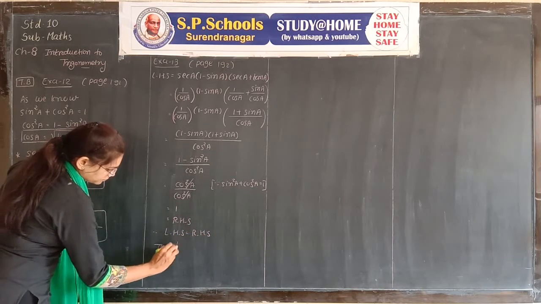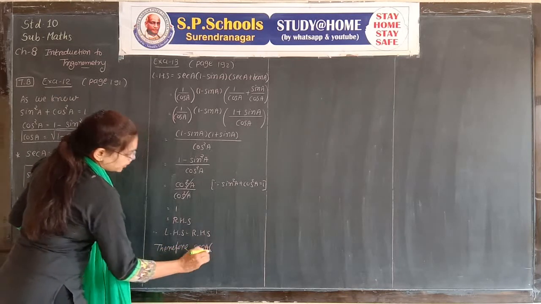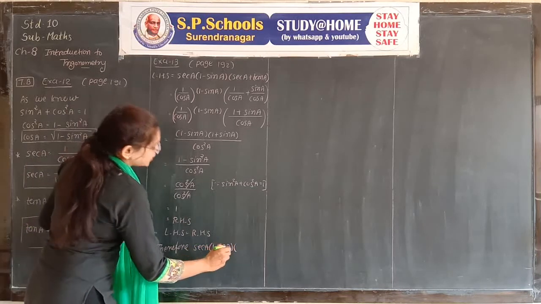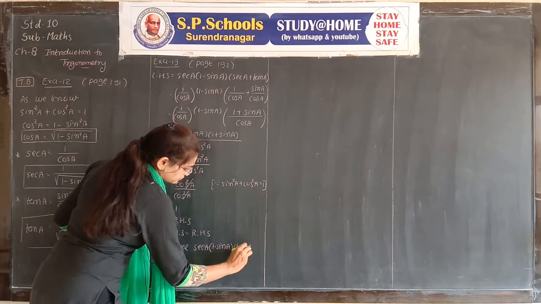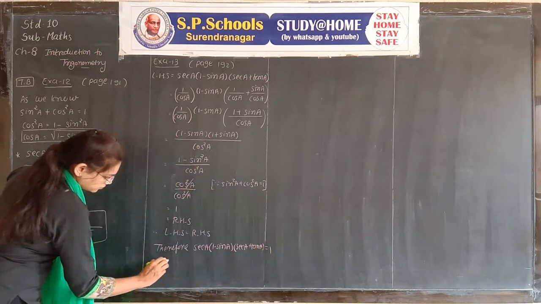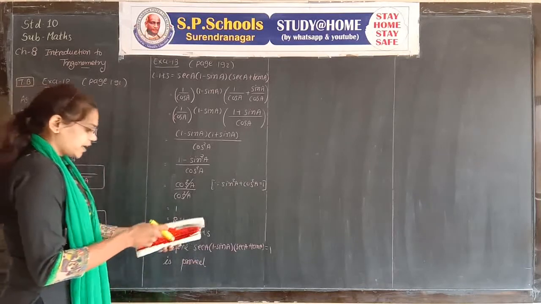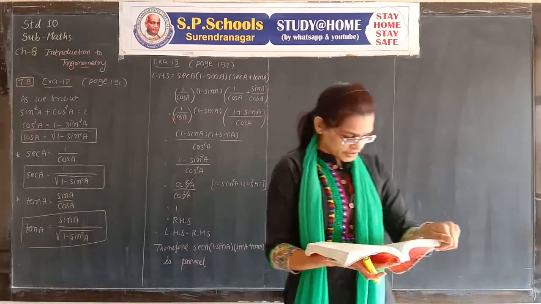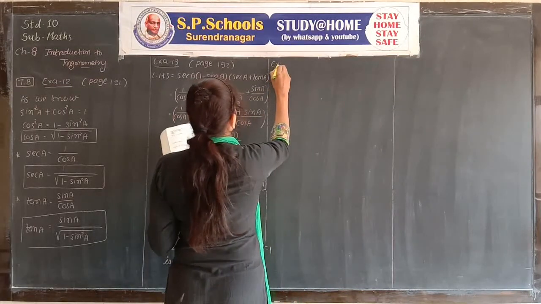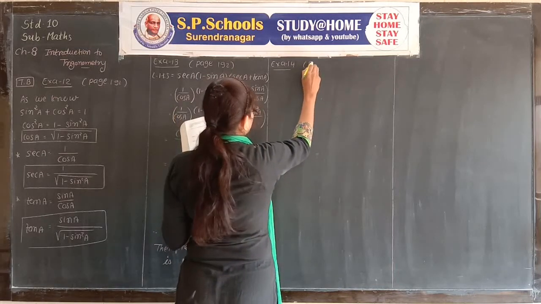Therefore, our left hand side, sec A into bracket 1 minus sin A into bracket sec A plus tan A, is equal to 1. Proved. Done. Hence example number 13 is completed. Now we discuss example number 14, on the same page, page 192.